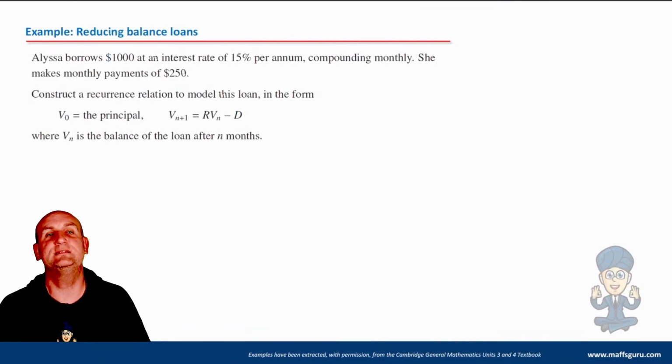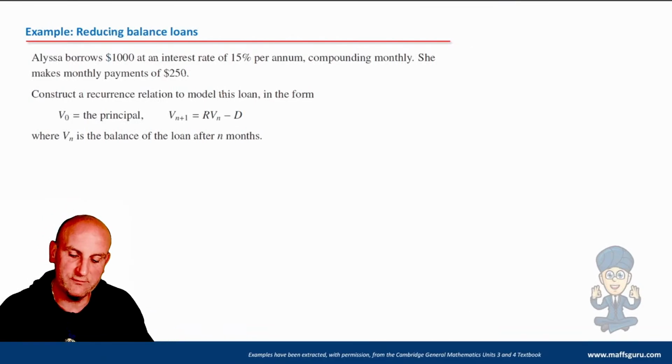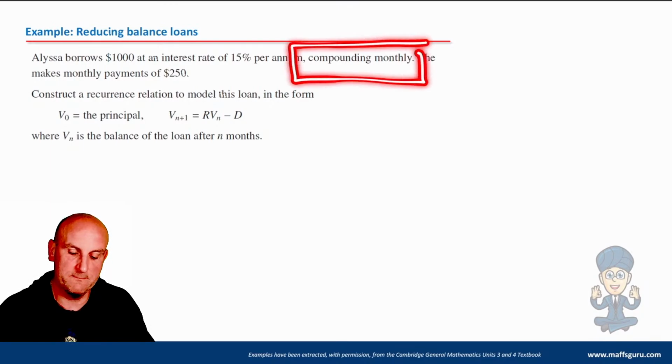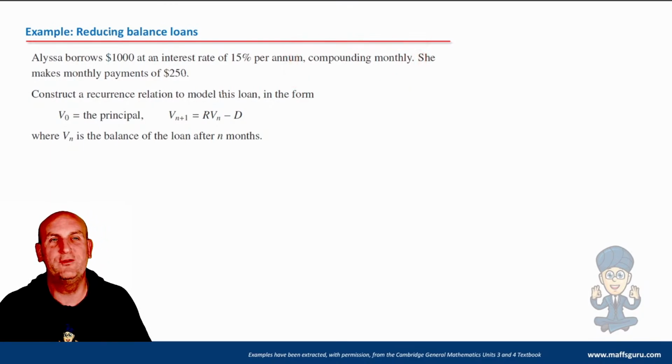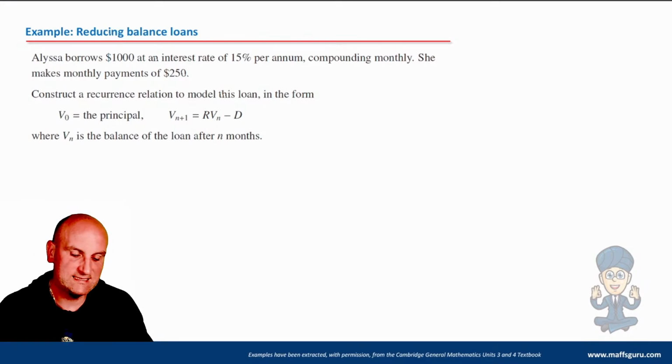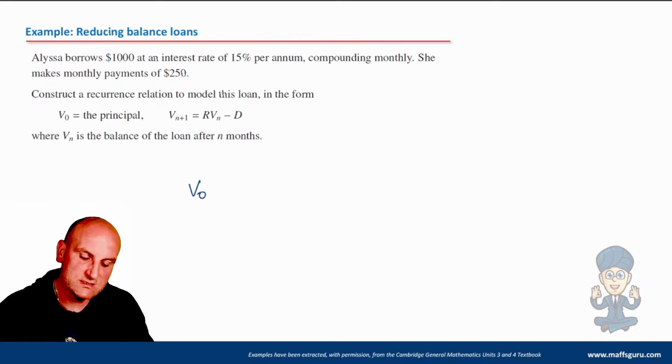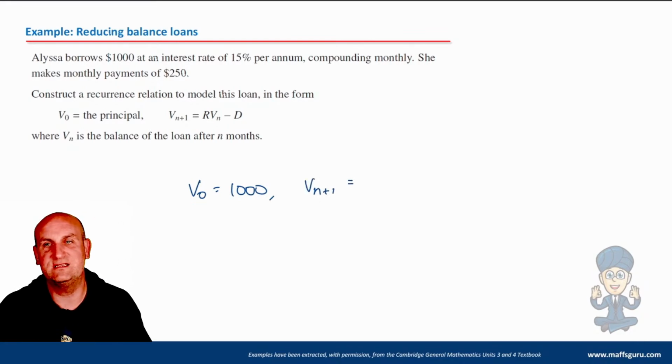Construct, oh no, it's the same. Oh no, how have we made it different? We're now compounding monthly. She makes monthly payments of $250. Construct a recurrence relation to model the loan in that form. Again, it's exactly the same. I'm so sorry that I keep repeating that, but if you get the basics, the rest of it is just the same. Right, let me go. What I've got, 15% per annum, but it's compounding monthly.